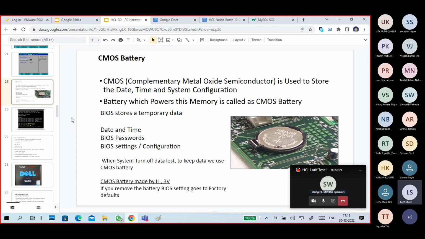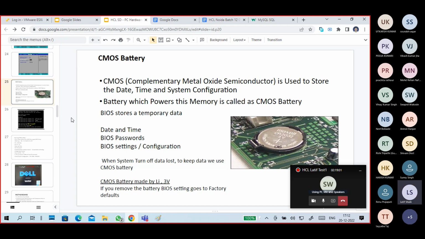CMOS stands for complementary metal oxide semiconductor, and it is nothing but a transistor technology. Complementary means there are two types of MOSFETs, NMOS and PMOS. The combination of NMOS and PMOS is called CMOS. It is not a battery. CMOS is not a battery. CMOS battery is actually a lithium battery.